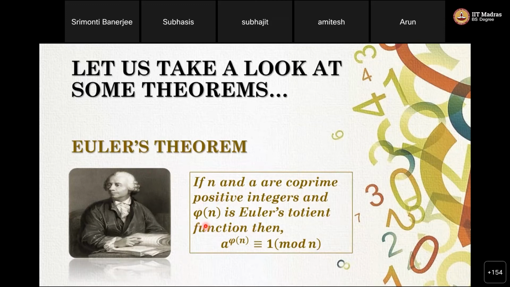So the theorem states that if n and a are coprime positive integers, then a power phi of n is congruent to 1 mod n. Now, I haven't really gone into the details of the proof because of the time limit, and also the previous basic properties that I explained, I didn't discuss the proofs of. I have left those as exercises for you to try out later. They are very simple. They can be derived in a manner similar to what I discussed earlier for the last couple of properties.